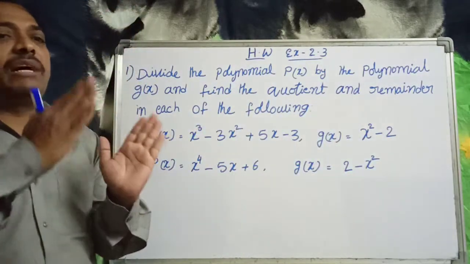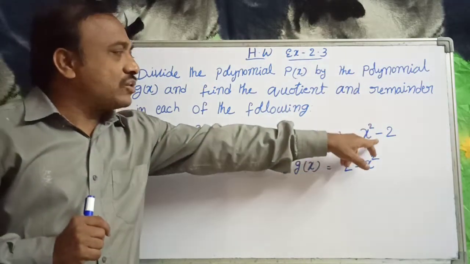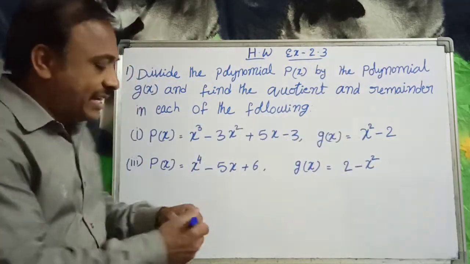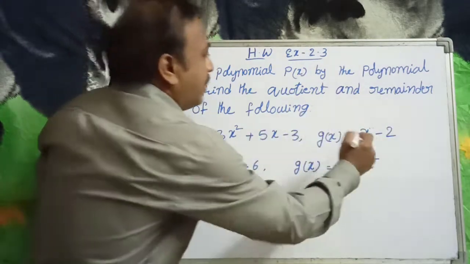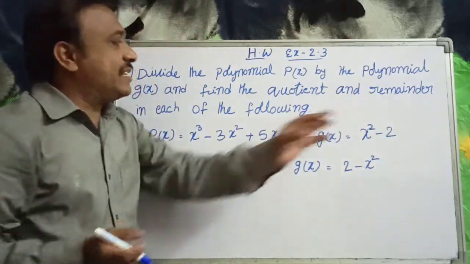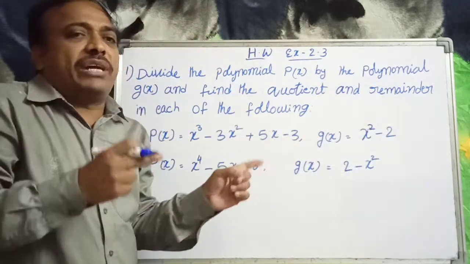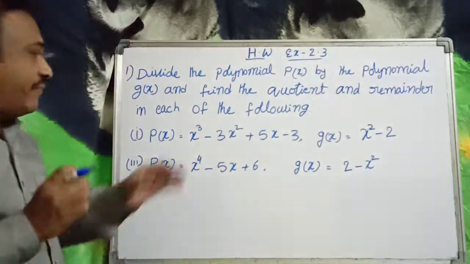You see whether the powers are in a particular order or not. Here in this g of x, x square is there, then 2 is there, but x is missing. So that x you can write as 0 into x for the divisor.